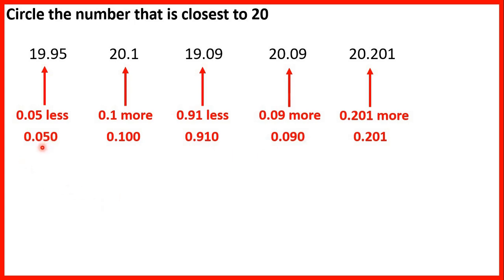And then it's easier to spot that 0.050 will be the smallest difference, which means that 19.95 is closest to 20, because the difference is only 0.05 and all of our other numbers have a greater difference. Now it might look like 0.1 is the smallest difference, but remember, this 1 is in our tenths. If we have 5 in our hundredths, that's less than having 1 in our tenths. So 0.05 is less than 0.1.